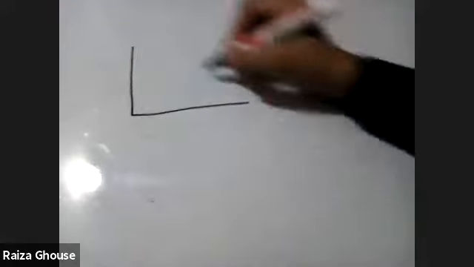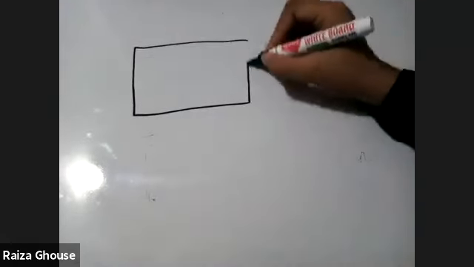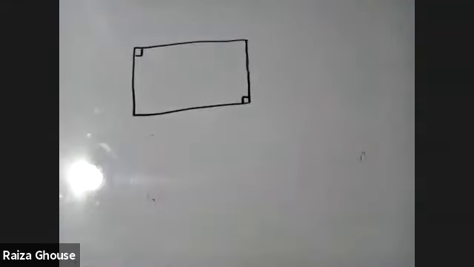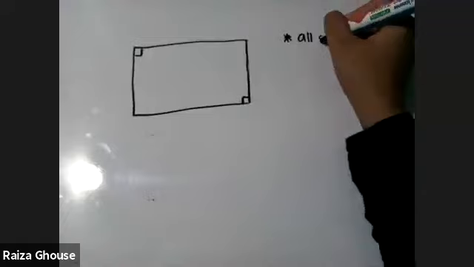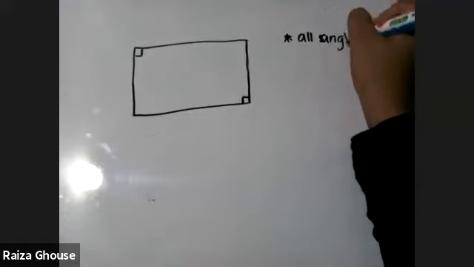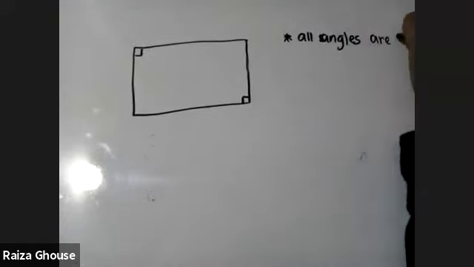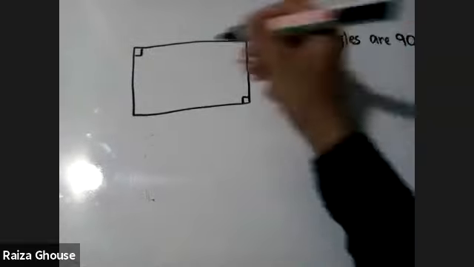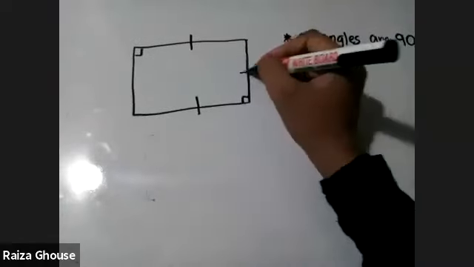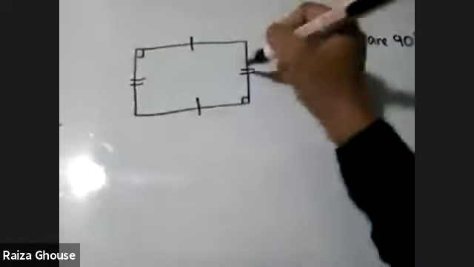Okay, now listen very carefully. Now here I'm taking a rectangle. You know that in a rectangle, all the angles are 90 degrees. Now listen very carefully. Properties I'm going to tell you, everything from the basic, right? All angles are right angles, that is 90 degrees. Another property is opposite sides are equal. This is how we denote them.